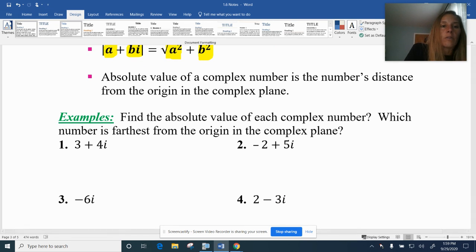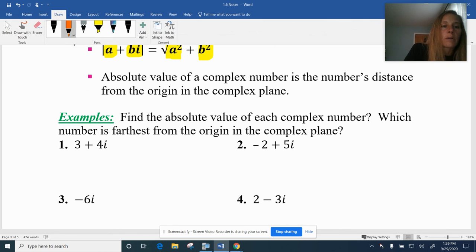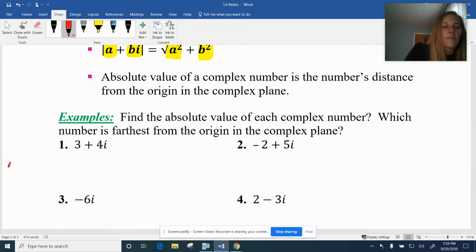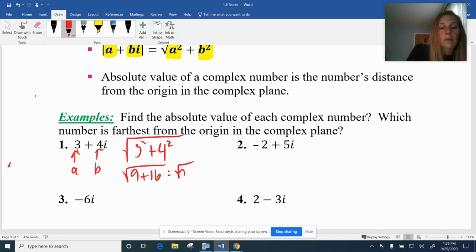if you take a look, you want your real number, which in this first one would be your A, right? And this would be your B. So all you're going to do is 3 squared plus 4 squared inside the radical. So of course that's 9 plus 16, which is 25, and then you're just going to get 5.